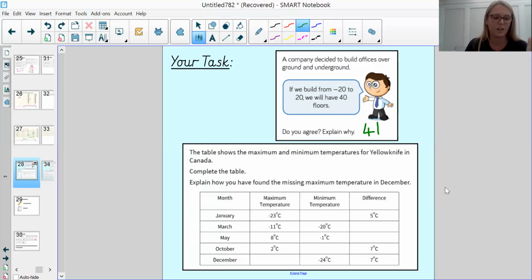Because you would have to include -20, 20 and 0. Some people forget that 0. So there would be 41 floors. The next question, the table shows the maximum and minimum temperatures for Yellowknife in Canada. Complete the table. Explain how you have found the missing maximum temperature in December.